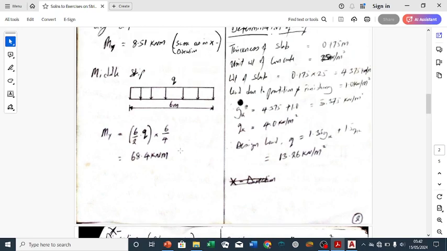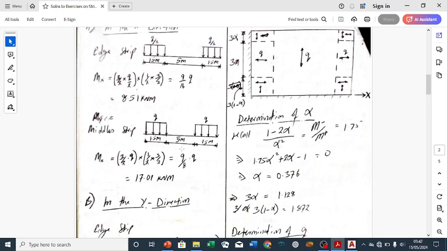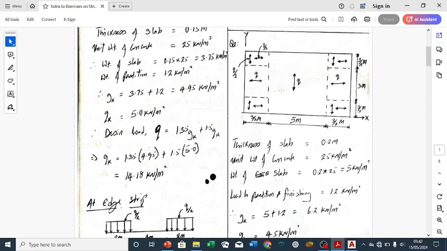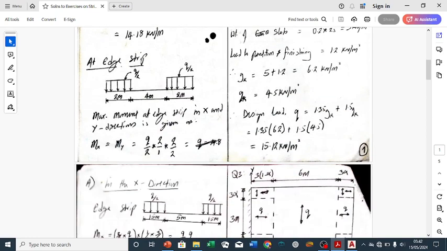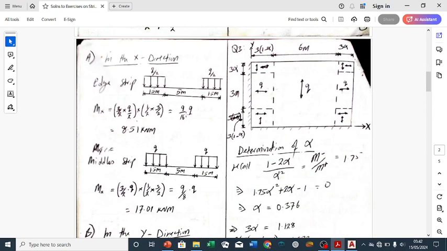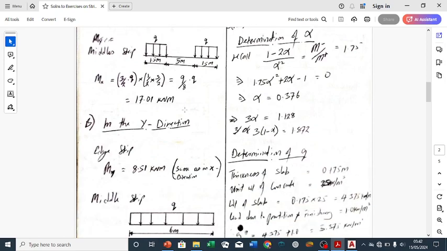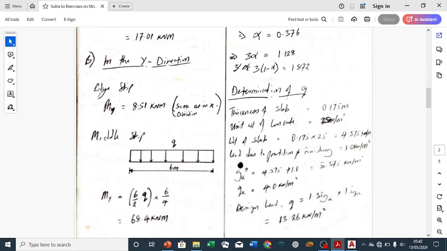That means that you have heavy moment at the middle strip of y direction than in every other place. And so with that, we have solved our exercise 2 on a rectangular slab.